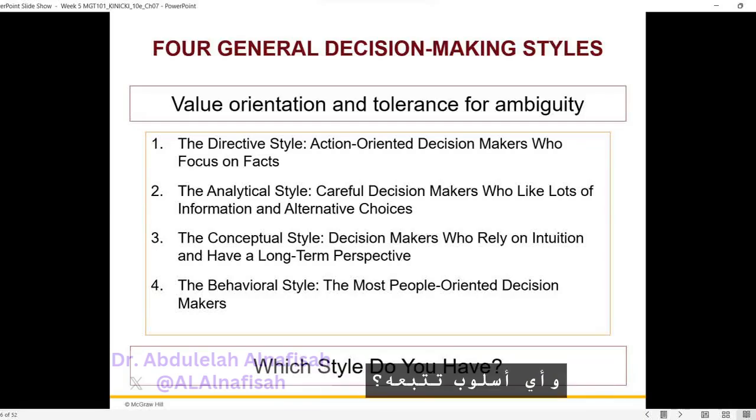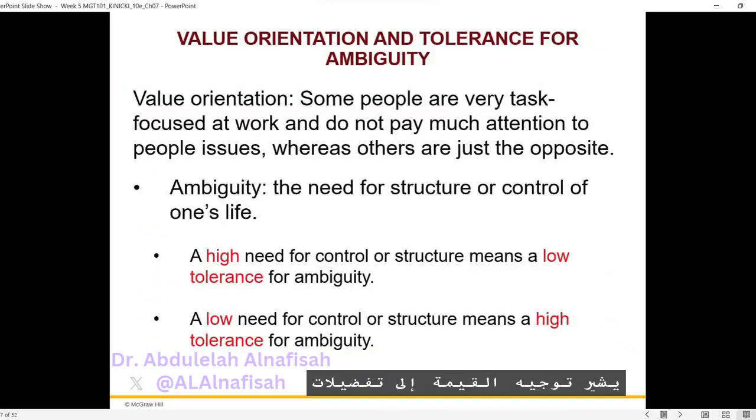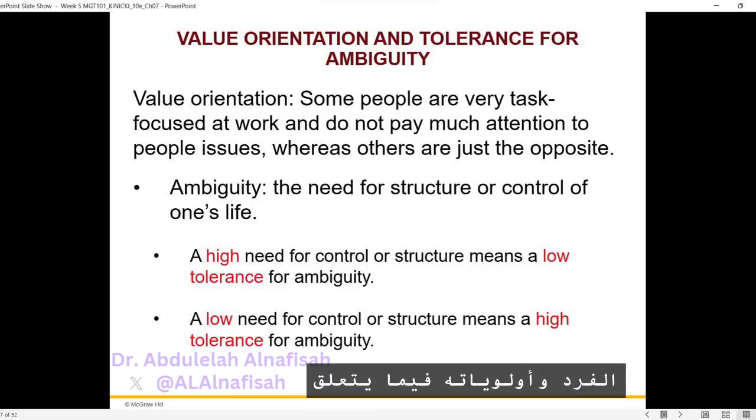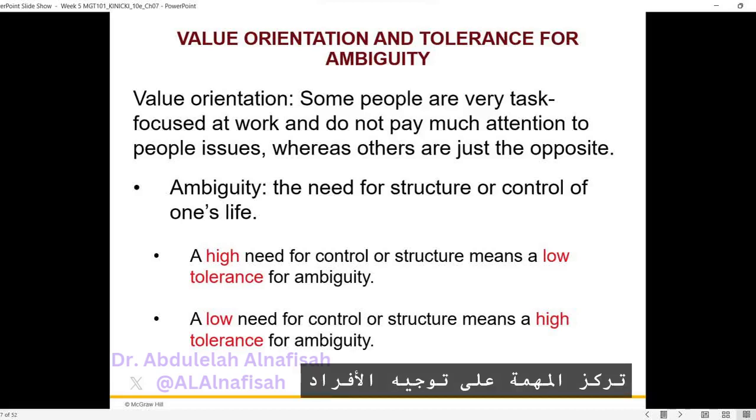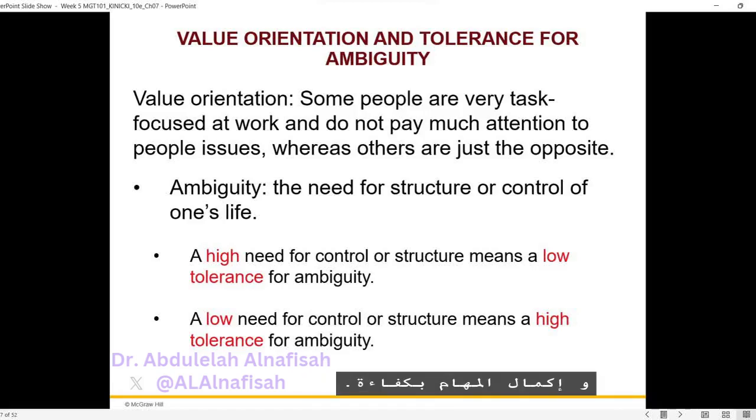The last topics we will discuss are value orientation and tolerance for ambiguity, styles of general decision-making. And which style do you have? Value orientation refers to an individual's preferences and priorities regarding different aspects of work or life. In the context of work, it can manifest as a focus on tasks and outcomes versus a focus on people and relationships. Task-focused orientation. Individuals with a task-focused orientation prioritize achieving goals, solving problems, and completing tasks efficiently.